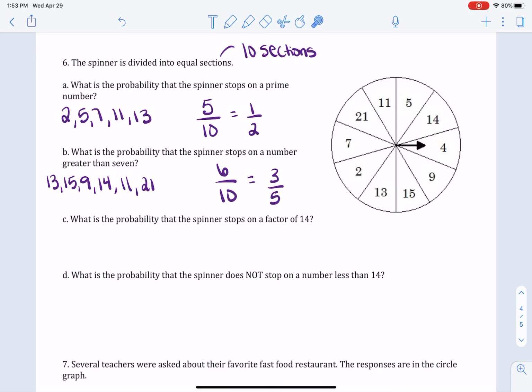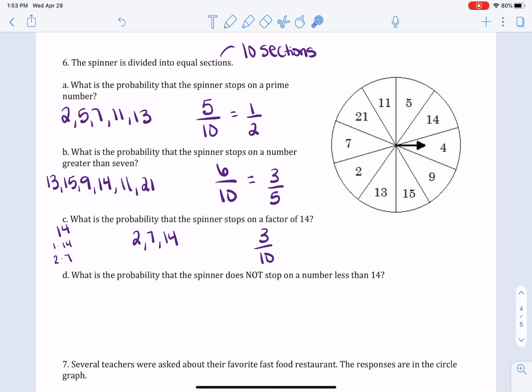The next one says, what is the probability that the spinner stops on a factor of 14? Well, let's think about the factors of 14. We've got 1 and 14, and 2 and 7. When I look here, I do see a 2, I see a 7, and I see 14. I don't see the 1 though. So that means 3 out of 10 numbers. That 3 out of 10 would be the probability that we stop on a factor of 14.